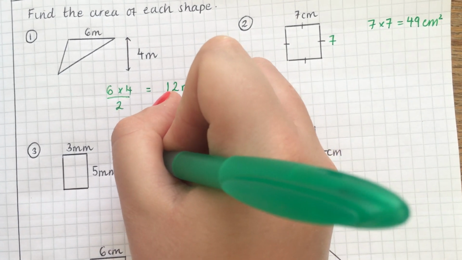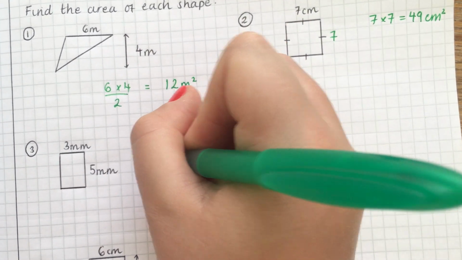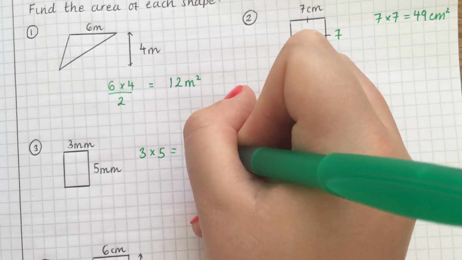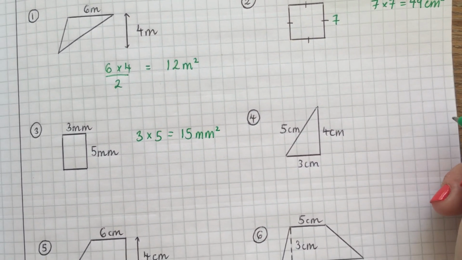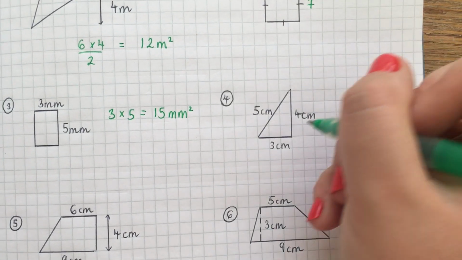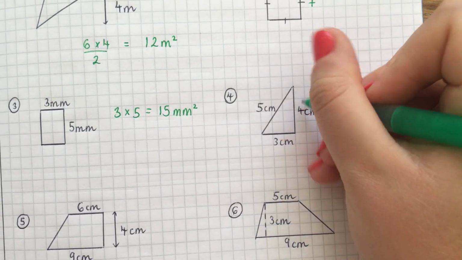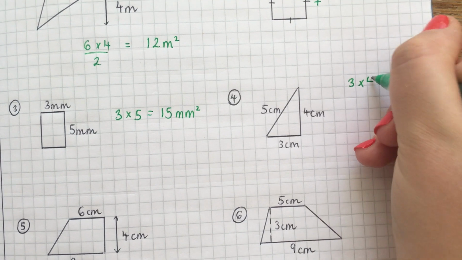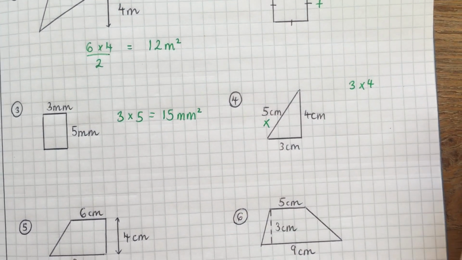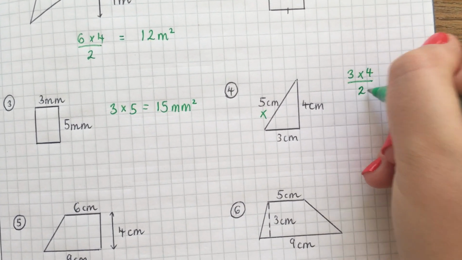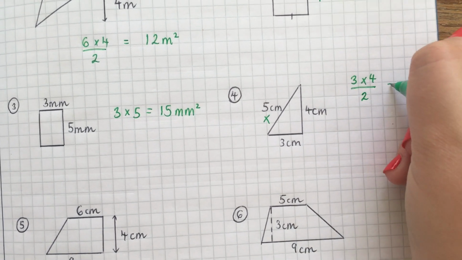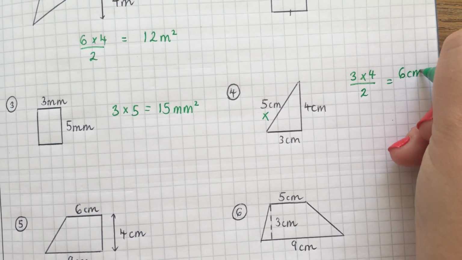Number 3 is a rectangle, nice and easy. Length times width, 3 times 5 is 15 millimeters squared. Number 4 is a triangle. We need the base, which is 3, times the height, how tall it is, which is 4. So 5 is irrelevant, we don't need that. So 3 times 4 divided by 2, because it's base times height divided by 2. And you get 6 centimeters squared.